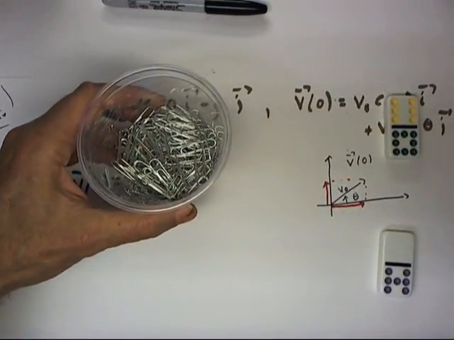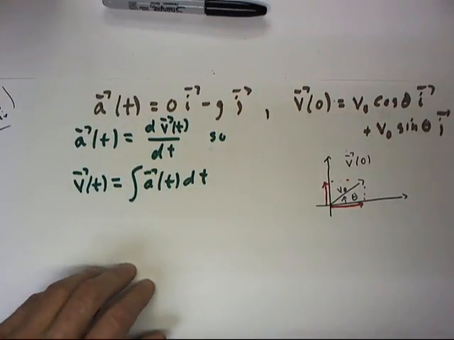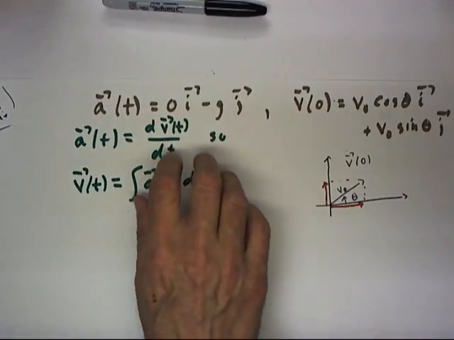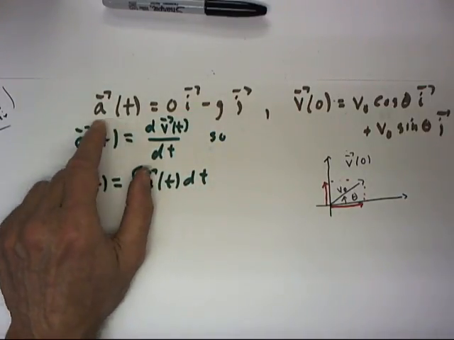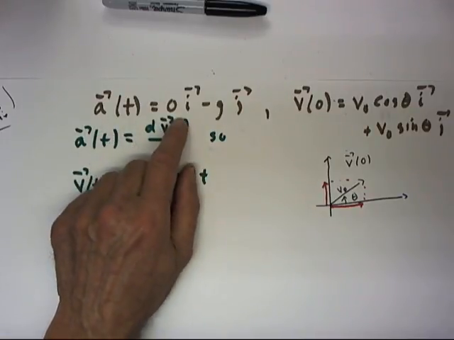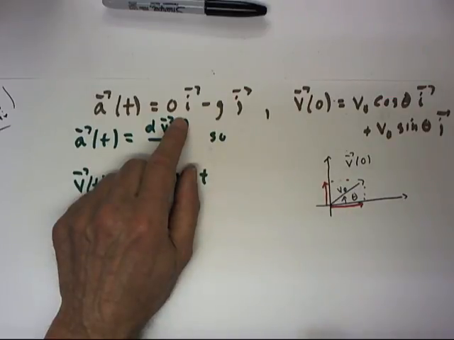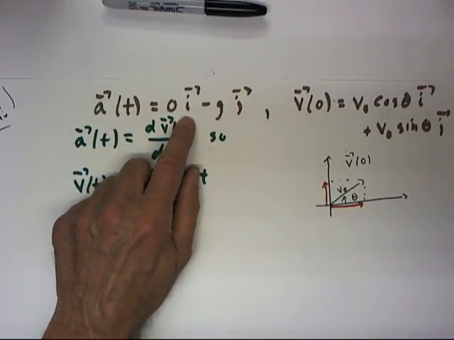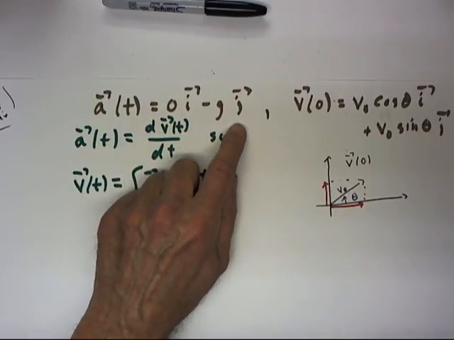Now, let's use a vector function to analyze that sort of a situation. What I've just said is that the ball has an acceleration. If this is the I direction and this is the J direction, the ball has zero acceleration in the I direction, but it has a constant acceleration in the J direction.